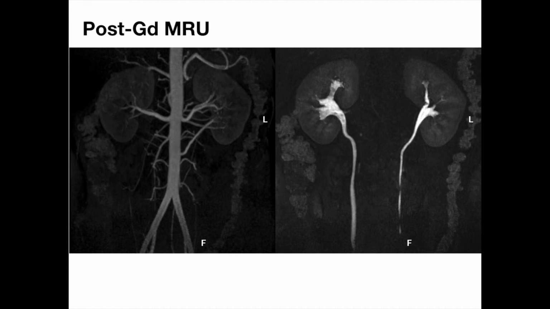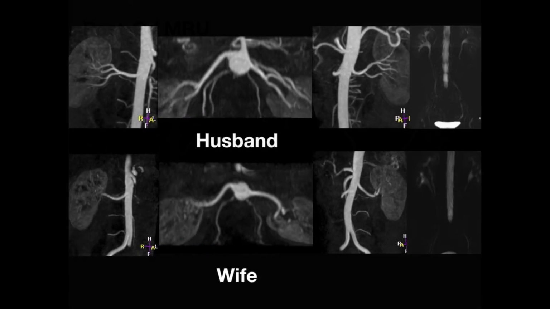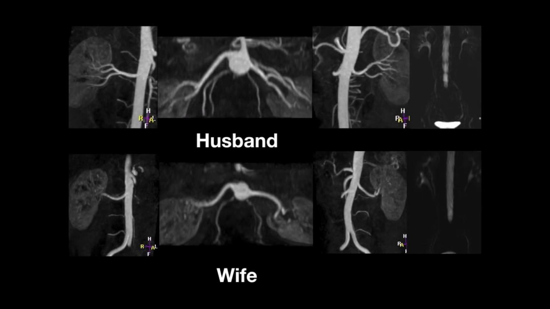And sometimes we have to image several patients, so I'll say not patients, several donors. This is a husband and wife. This husband has got a relatively early division of the left renal artery that might preclude donating that kidney. The wife has got a duplex system on the other side.